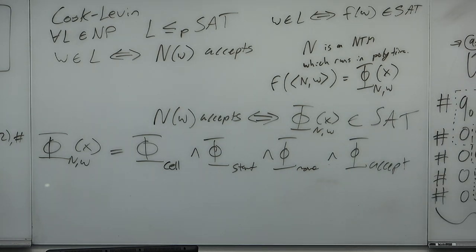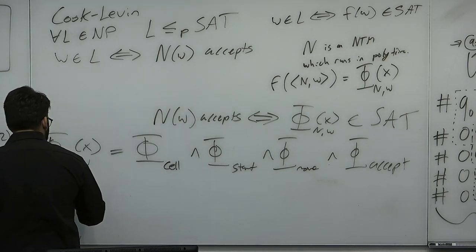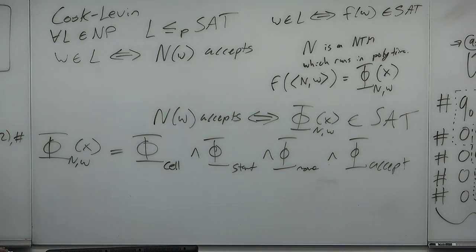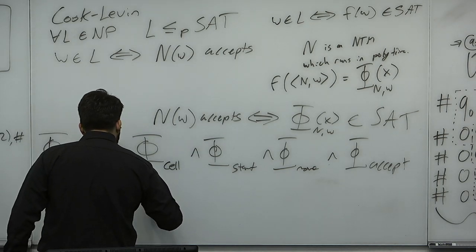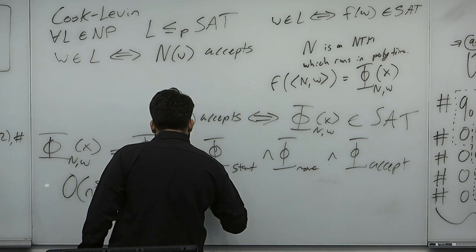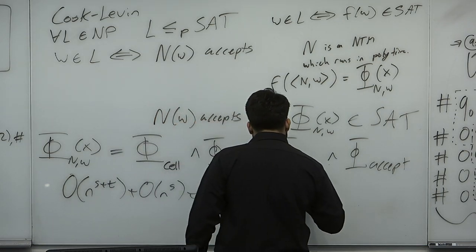So what's the size of our formula? Let's prove that this is obviously a correct reduction. We've argued the correctness throughout, but let's argue the size. We had O of n to the s plus t, plus O of n to the s, plus O of n to the s plus t, plus O of n to the s, right?